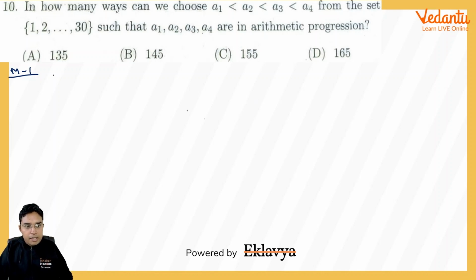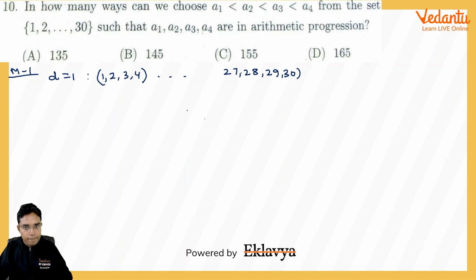If I start taking D equal to 1 and then 2 and so on, because A1, A2, A3 are all different, at least D will be 1. So you can check my first AP will be 1, 2, 3, 4. Okay, this is my first AP. And the last AP would be, you can check, 27, 28, 29 and 30. So you can see we are getting such 27 APs.